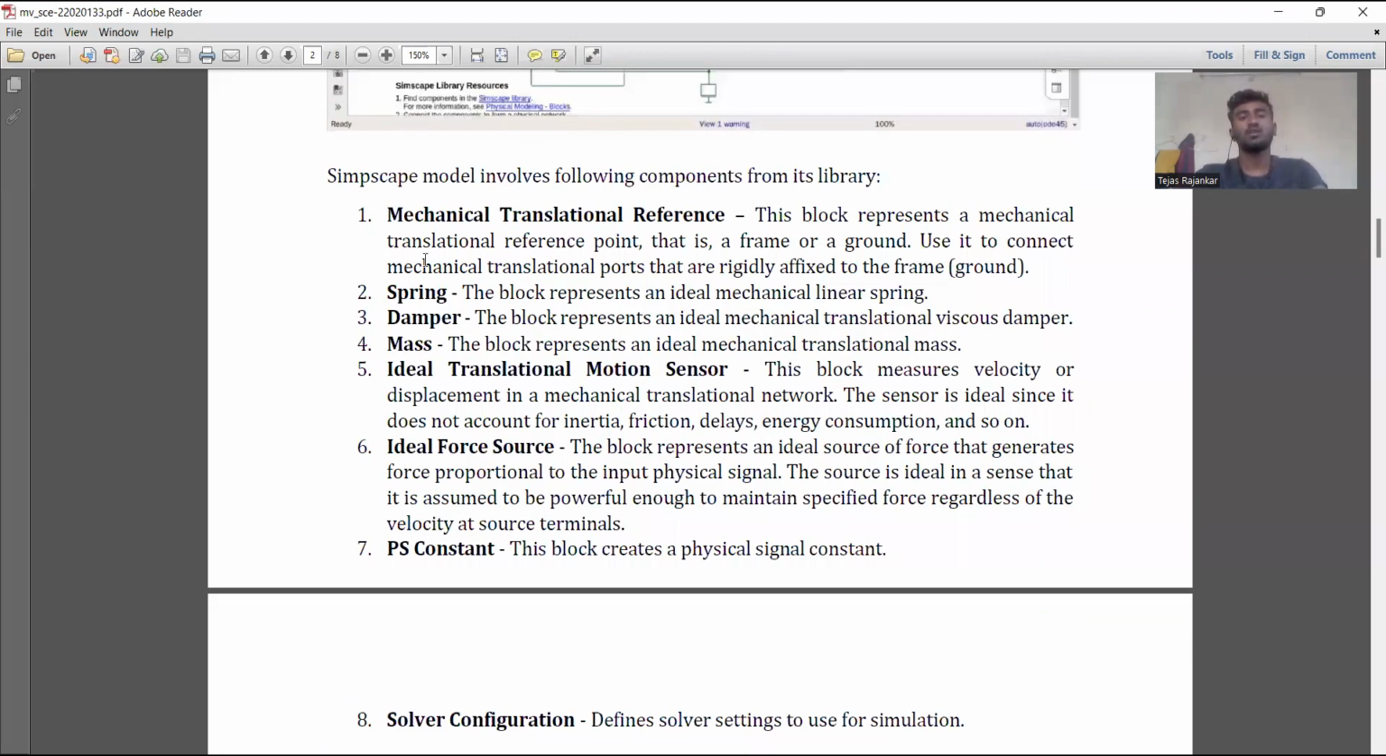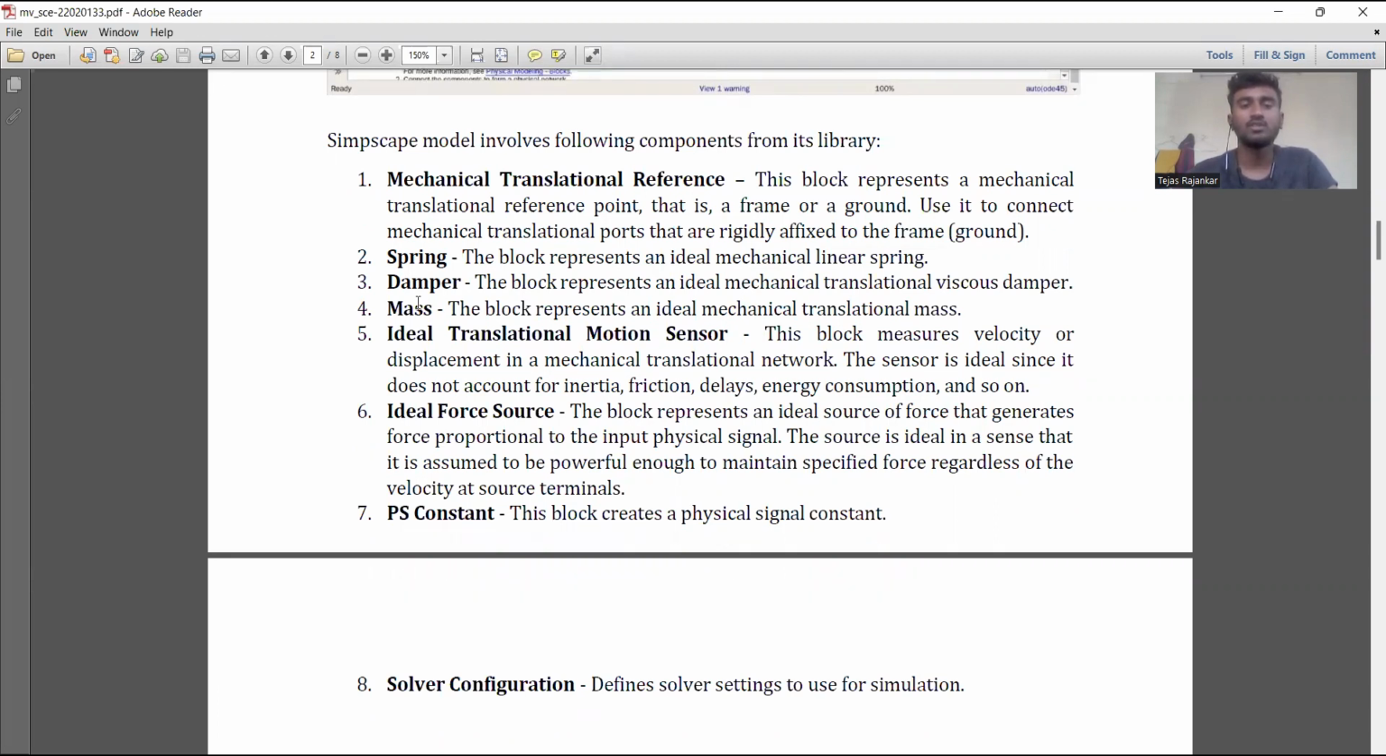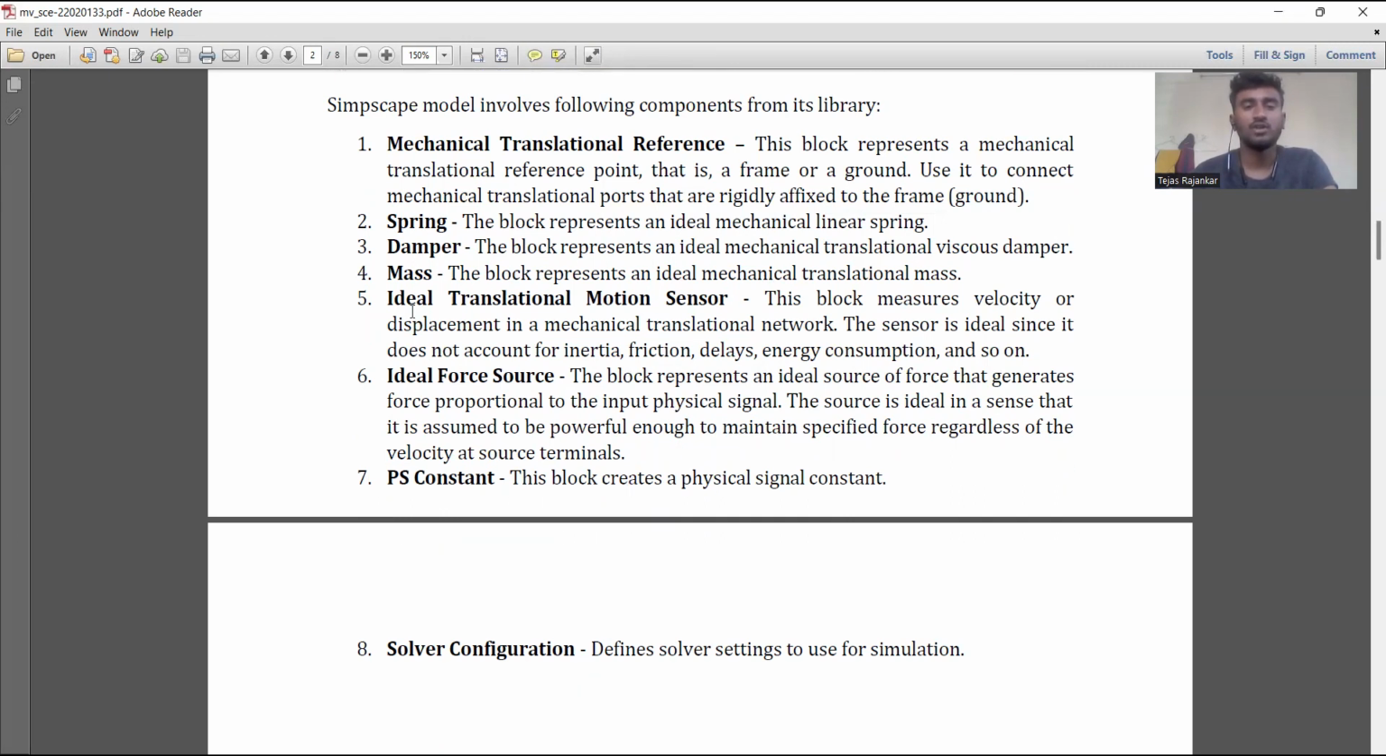Now the Simscape model, in which the first block is the mechanical translation reference. This block represents the mechanical translation reference point, that is a frame or ground used to connect the mechanical translation ports that are rigidly affixed to the frame or ground. The second one is the spring. This block represents the ideal mechanical linear spring. The third one is the damper. This block represents the ideal mechanical translation viscous damper. The fourth one is the mass. This block represents the ideal mechanical translation mass.